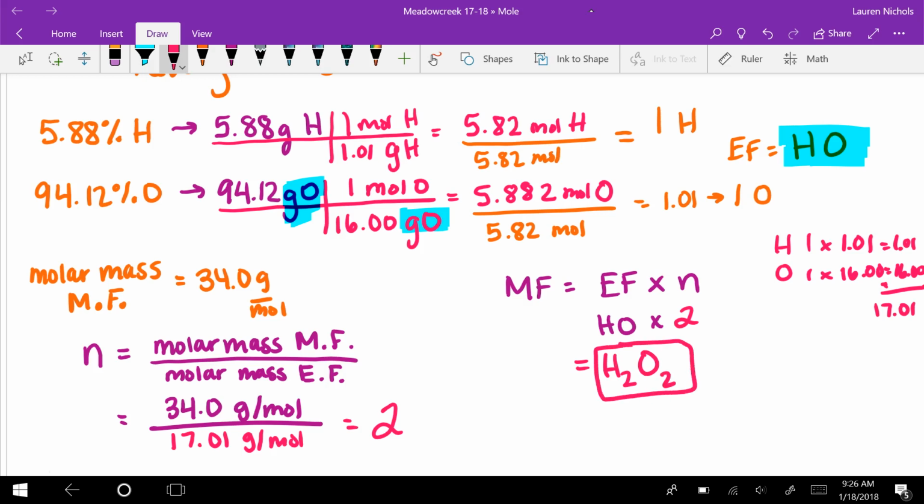Now, I know you're saying, Miss Nichols, this is a lot of work. I don't feel like doing all this, and I'm so sorry that you feel like this is a lot of work, but there's no way of getting around it. There's no way to make it shorter. This is about as short as it gets. So hopefully this was clear and will help you with your homework.